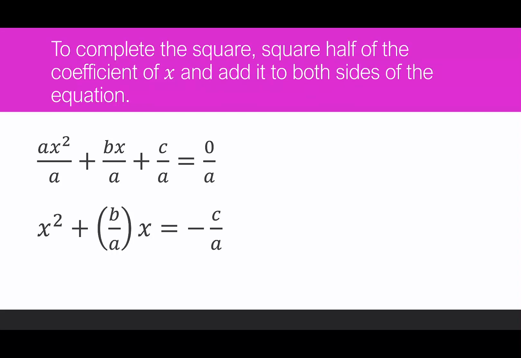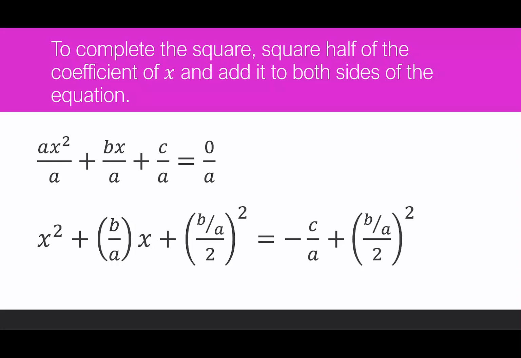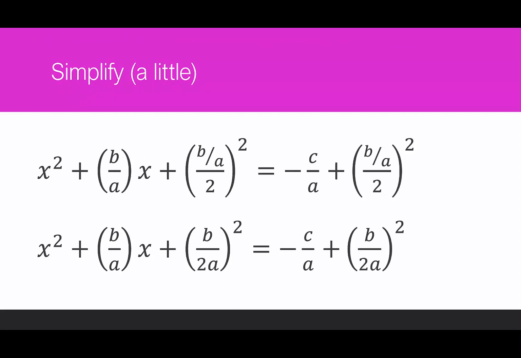So to complete the square, we're going to square half of the coefficient of x and add it to both sides. So now that I have the coefficient isolated, I can divide it by 2, square it, and add it to both sides. So I take the b over a, I divide it by 2, and I square it. I do that to the left. To keep things equal, I have to also do that on the right. We can make this look a little bit better. B over a divided by 2 is b over 2a.